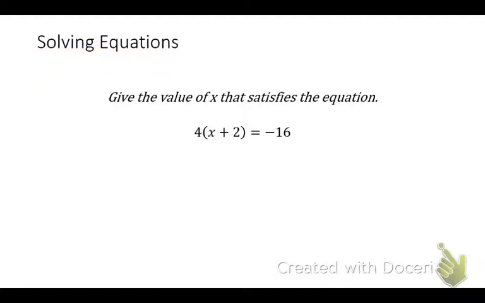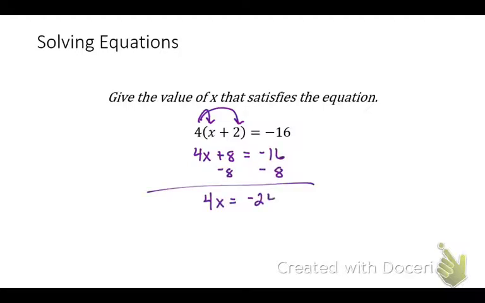Okay, so she got -6. Do you guys agree? Okay, so let's see how she got that answer. You guys watch up here for a second. Did you do the distributive property? 4x plus 8. Then did you subtract 8 from both sides to get -24? And then did you divide by 4 to get -6? All right, who got -6? Anybody get -6? All right, very good.